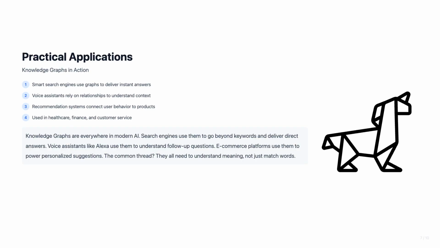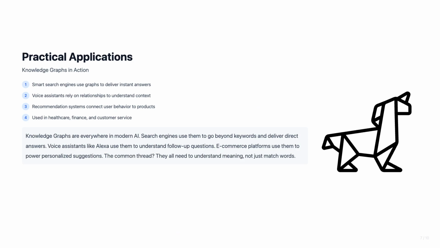First, consider search engines. When you type, "Who is the CEO of Tesla?" Google doesn't scan every web page for that phrase. Instead, it checks its knowledge graph for the triple: Tesla has CEO, Elon Musk, and gives you the answer instantly. That's why you often see a knowledge panel on the right side of the search results.